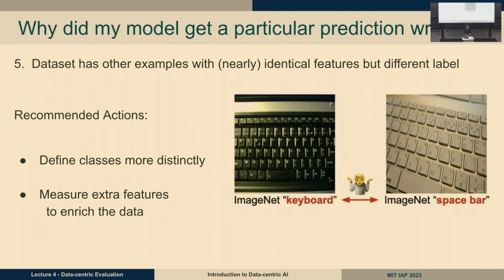And as we saw before, one thing we can try and do here is define the classes more distinctly. We can tell our data annotators, when they're labeling the data, we can give more clear definitions of what this class is versus this other class. Or we can merge classes such that the remaining classes are more distinct. And then another thing we can do is measure extra features that actually enrich the data set, such that now when you have two examples with different labels, they almost never have identical feature values because we've actually measured some new feature of the data that discriminates these two.